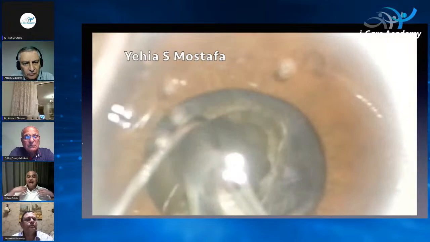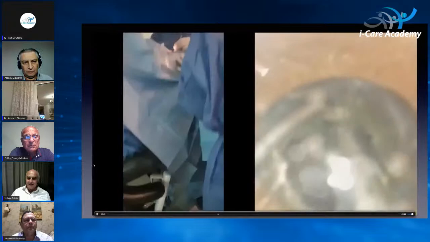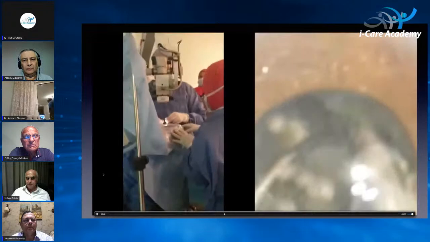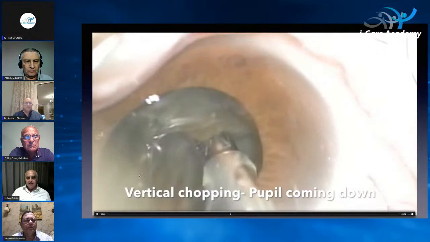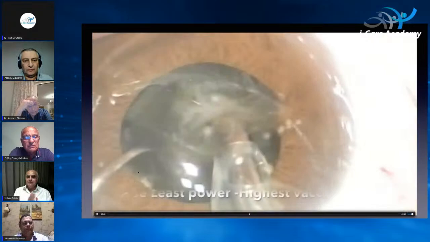You can anticipate problems, you can prevent complications, and you can understand in the learning curve how everything is behaving inside the eye. The white crater, you can see I'm working with one foot. Same technique: white crater, bevel down, then turn it, shave until you reach the floor, hole drilling, tweaking the nucleus, then dealing with the nucleus piece by vertical chopping. Even if the pupil gets down, with vertical chopping you have no problem because you see what you're doing.